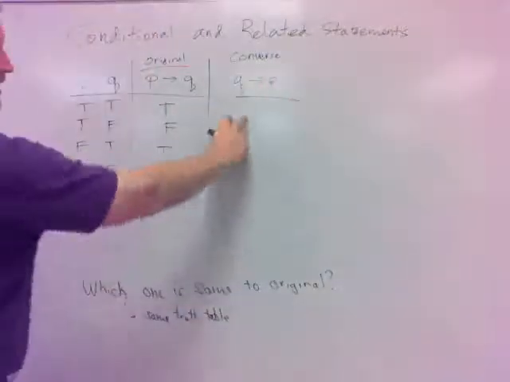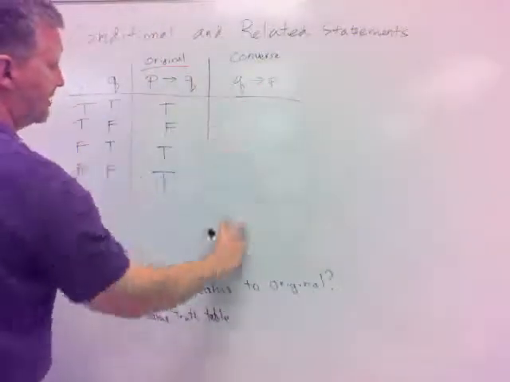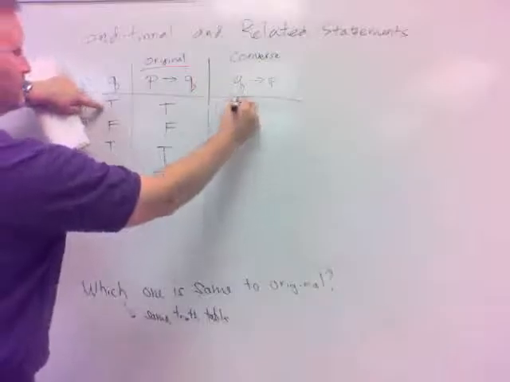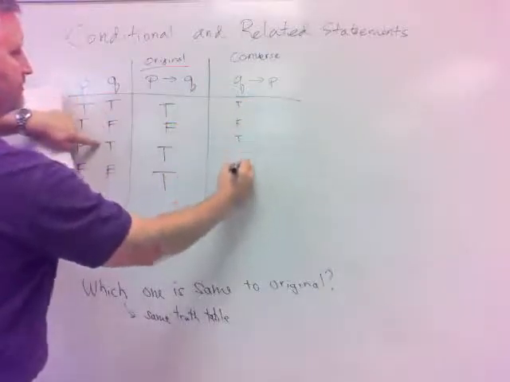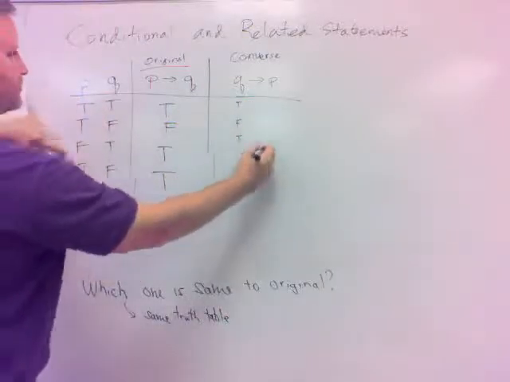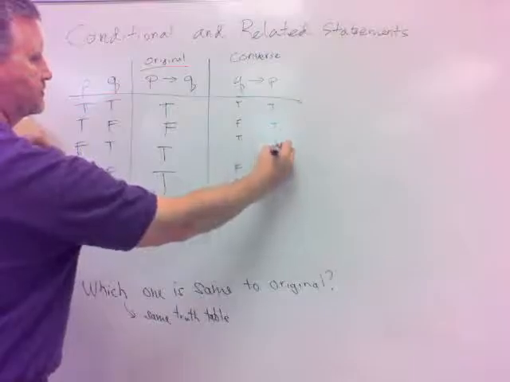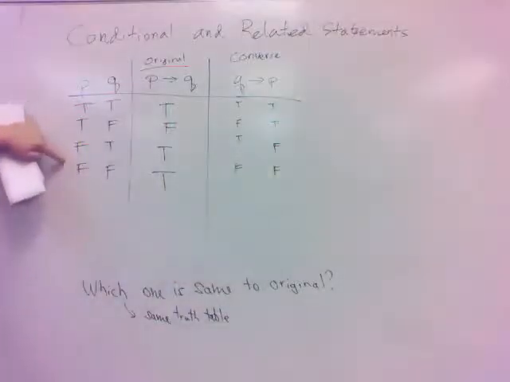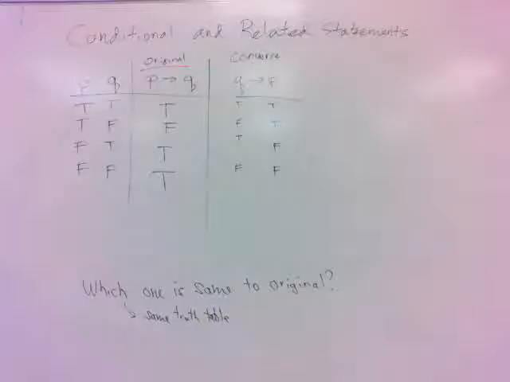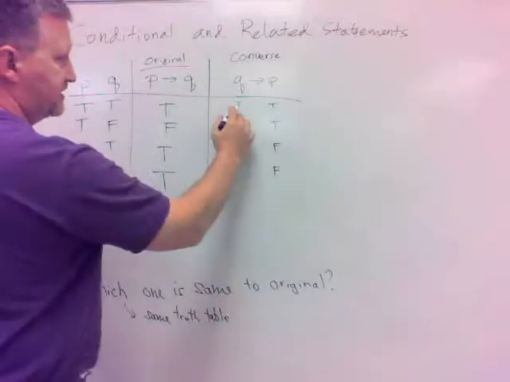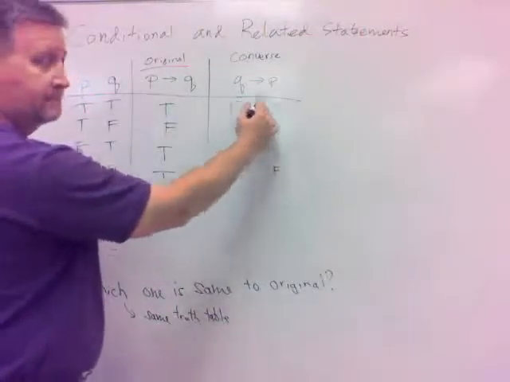And I'll go ahead and write. I didn't write them on that one, but the component statements, Q is true, false, false. P is true, true, false, false. All right? So what do we got as far as truth values are concerned? Well, we got T arrow T. That's true.